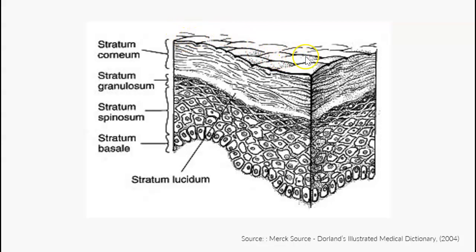This is the skin surface. Start with the first layer, stratum corneum, stratum granulosum, stratum spinosum. This is the stratum basale and stratum lucidum. Stratum basale and stratum lucidum distinguish the epidermis layer from the dermis layer.